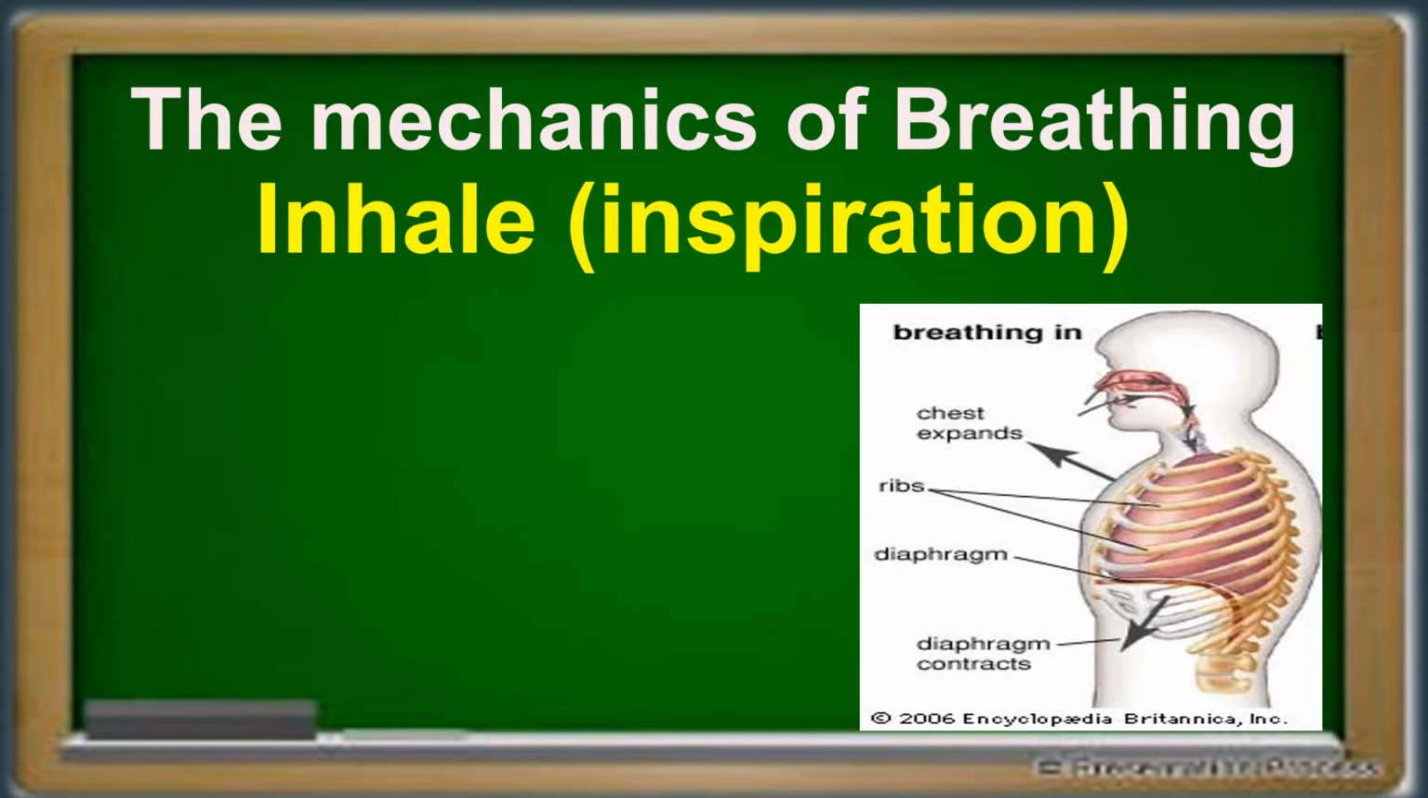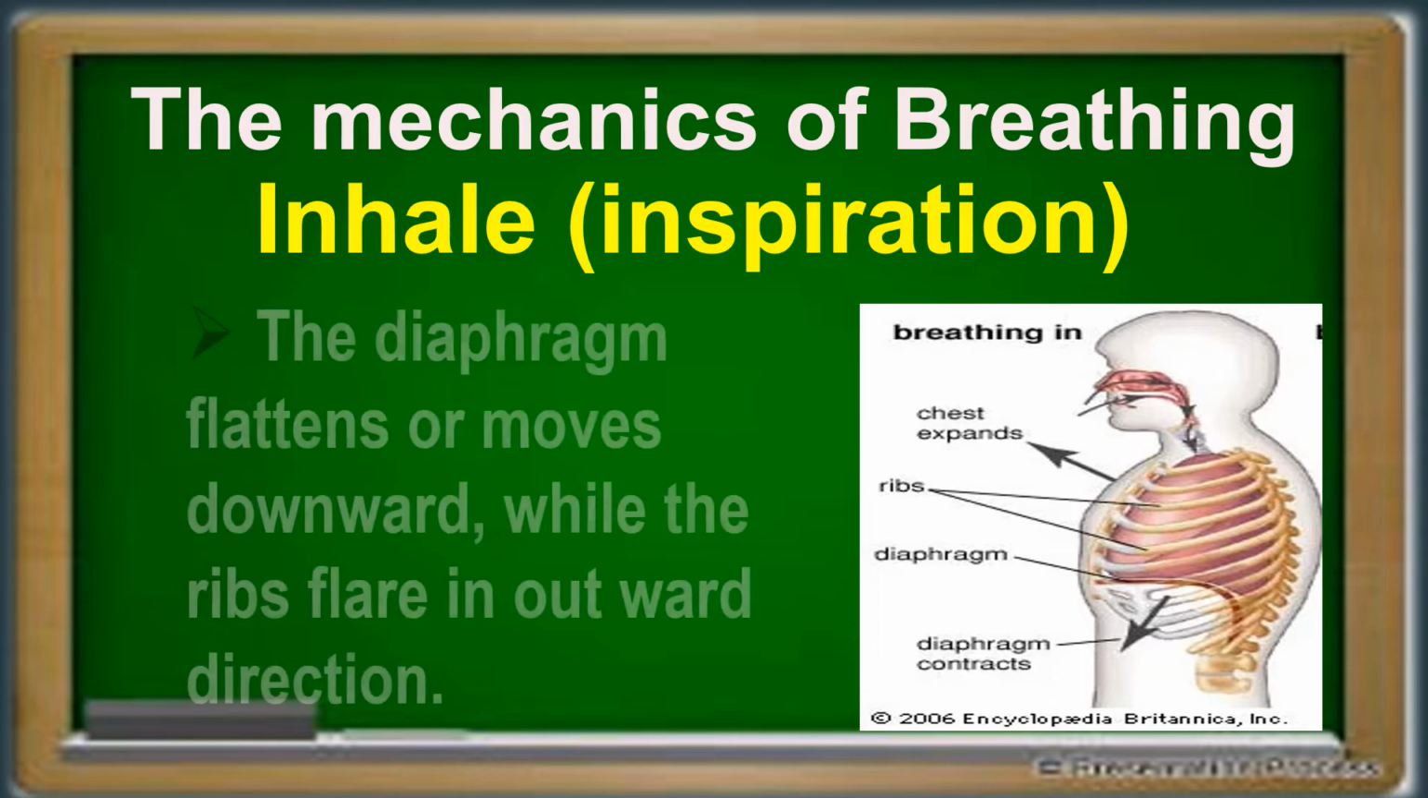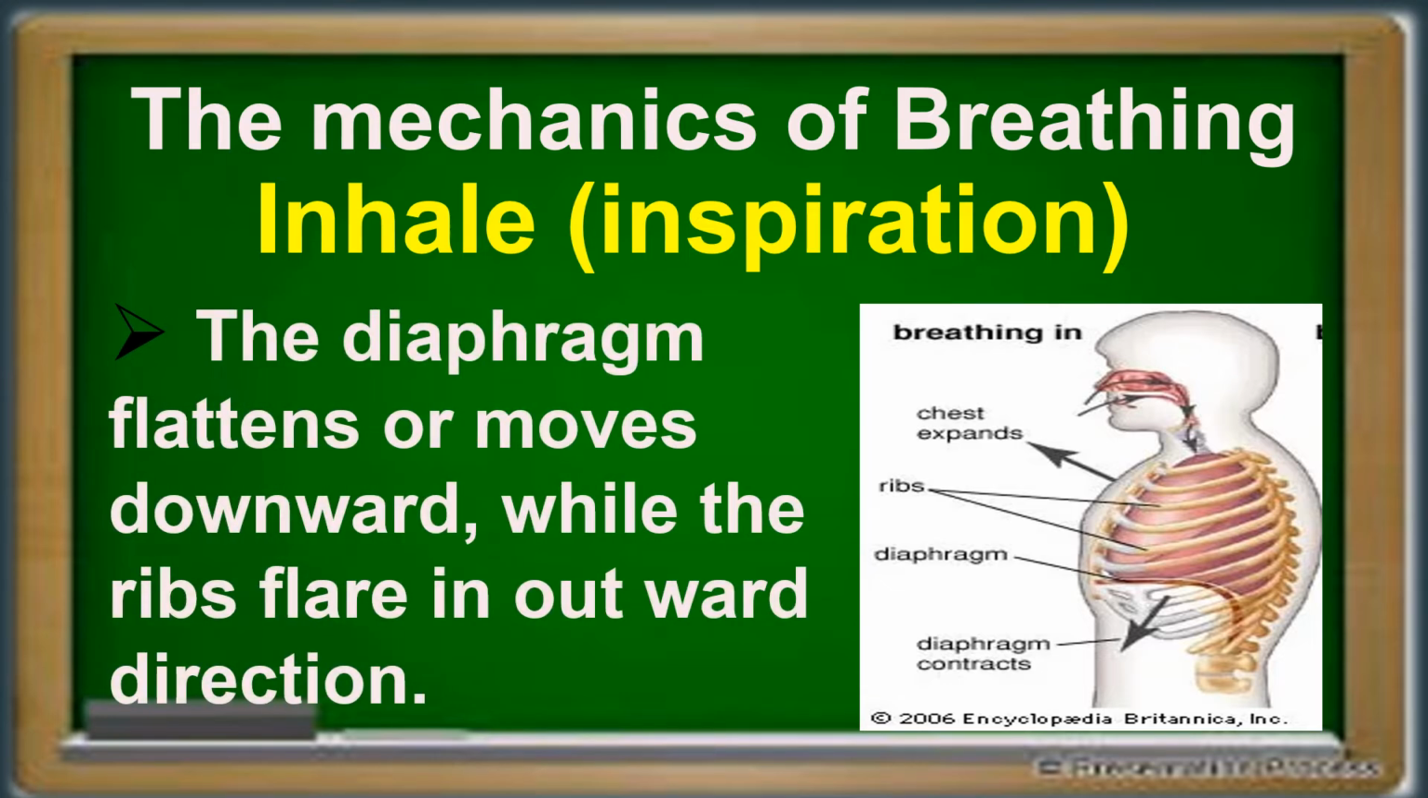As you breathe in, your diaphragm contracts and flattens out. This allows it to move down, so your lungs have more room to grow larger as they fill up with air. And the diaphragm isn't the only part that gives your lungs the room they need. Your rib muscles also lift the ribs up and outward to give the lungs more space. So when you are inhaling, the diaphragm flattens or moves downward while the ribs flare in an outward direction.